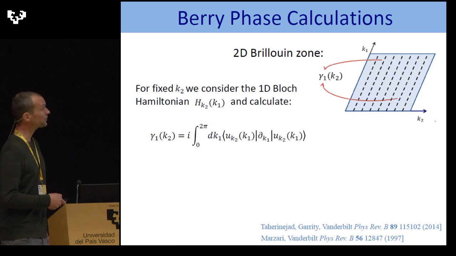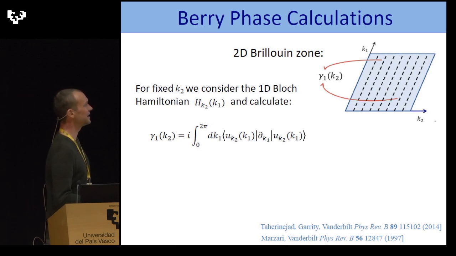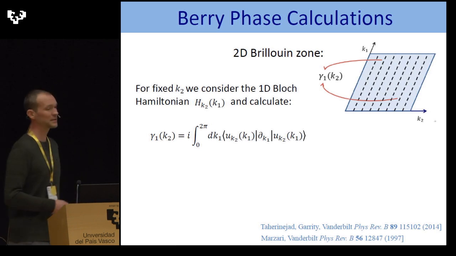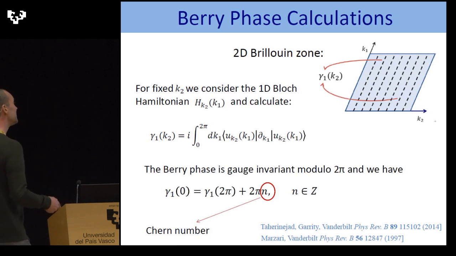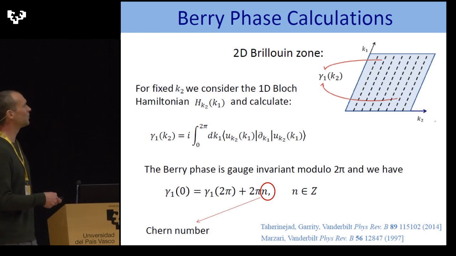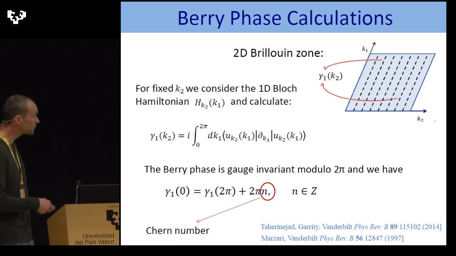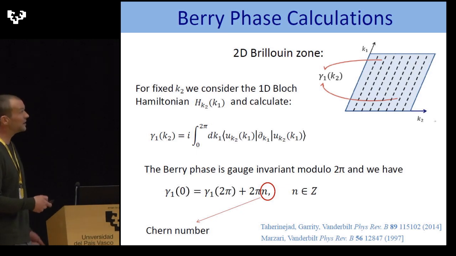And so the idea is we have a 2D Brillouin zone. And for each, say, k2, we define a 1D Hamiltonian. And for that, we can calculate the Berry phase along here. And we do that for each k2. And if we do this for all k2, then the Berry phase should return to itself from one end of the Brillouin zone to the other, except for a multiple of 2 pi. And this multiple here is the Chern number.